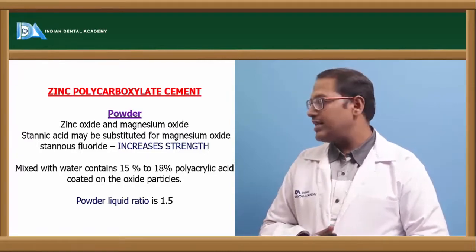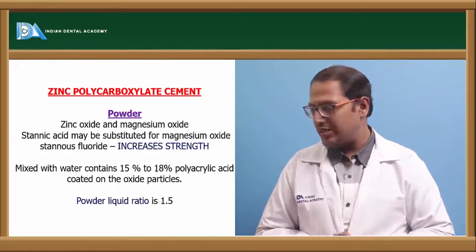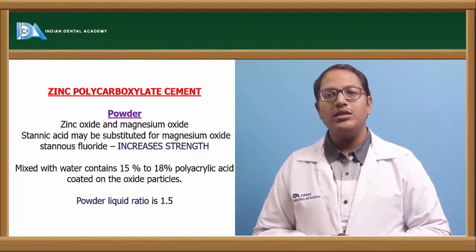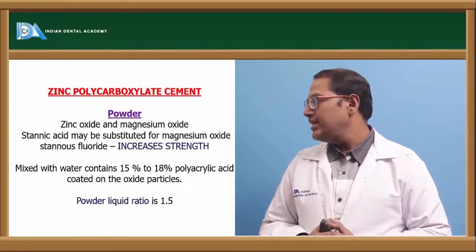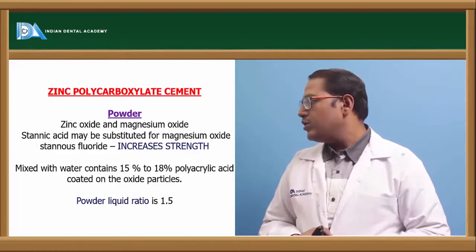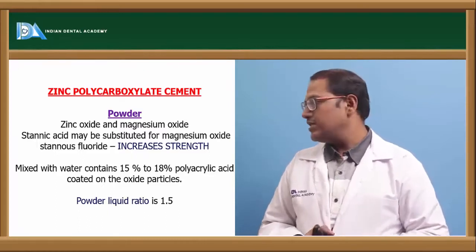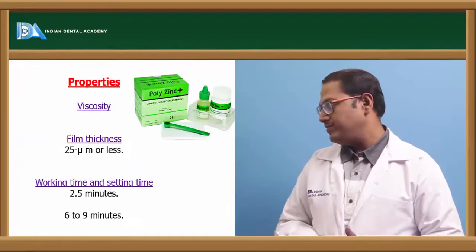Stannous fluoride. What does stannous fluoride do? Stannous fluoride increases the strength of the particular cement material. It is mixed with water containing 15% to 18% of polyacrylic acid. As the name says, it is zinc polycarboxylate cement, with the oxide particles, of course. Now the powder liquid ratio remains 1.5.